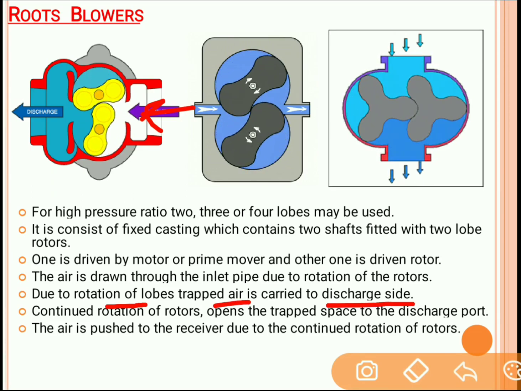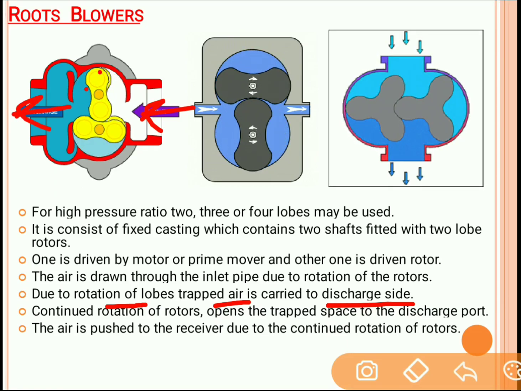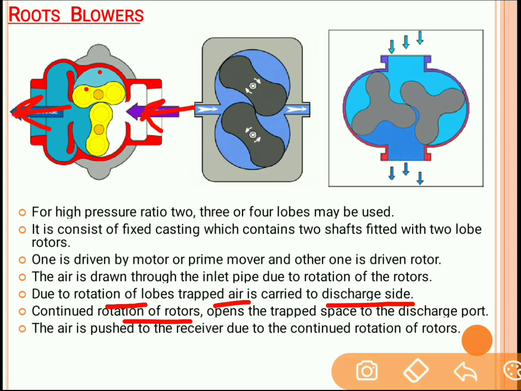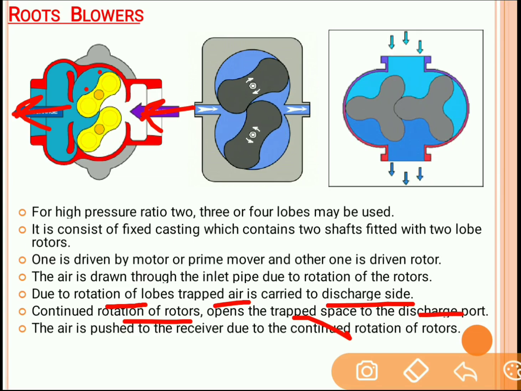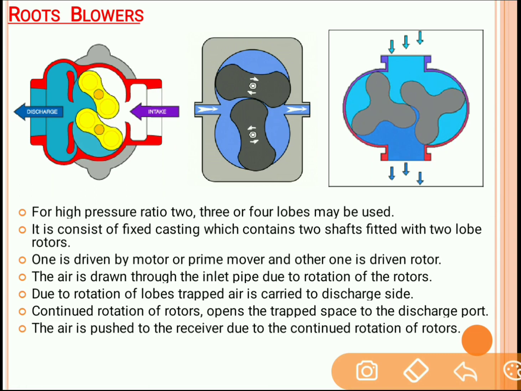As the lobe rotates, the trapped air which is between the casing and the lobe will get transferred to the discharge side. Because of the continued rotation of the rotor, it will open up the spaces to the discharge port. And this way the air is pushed to the receiver due to the continued rotation of the rotor.